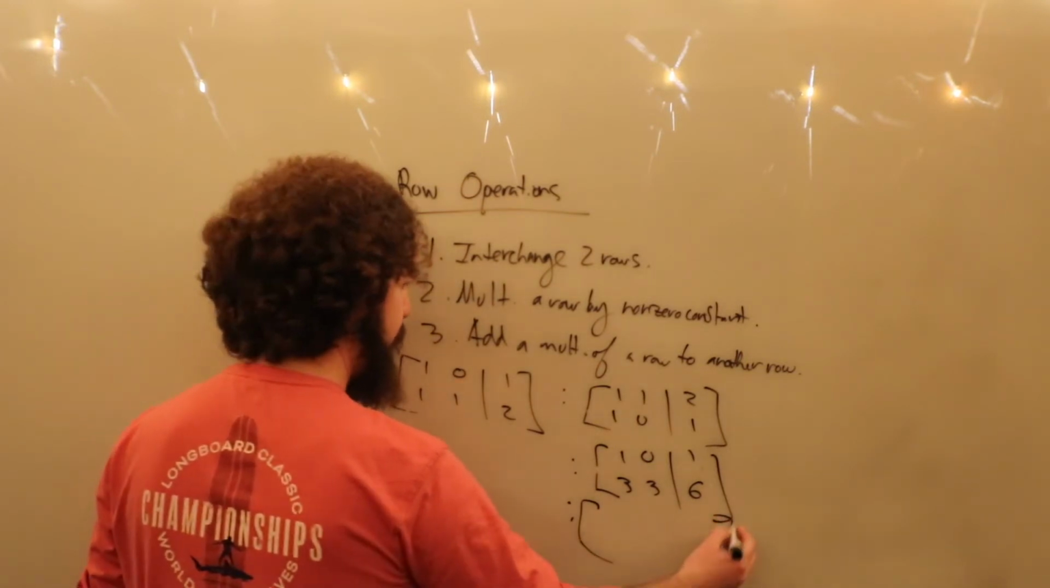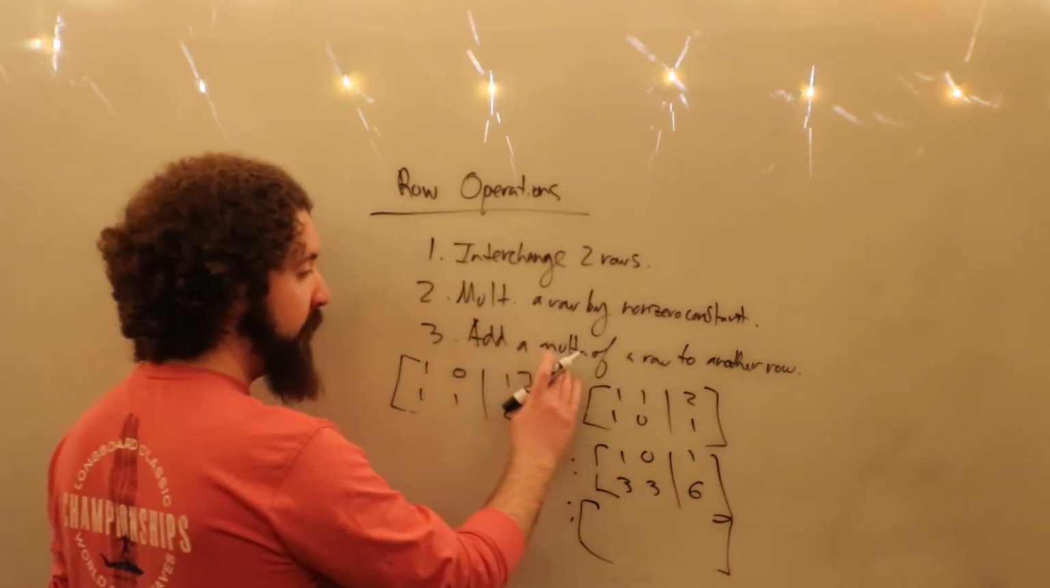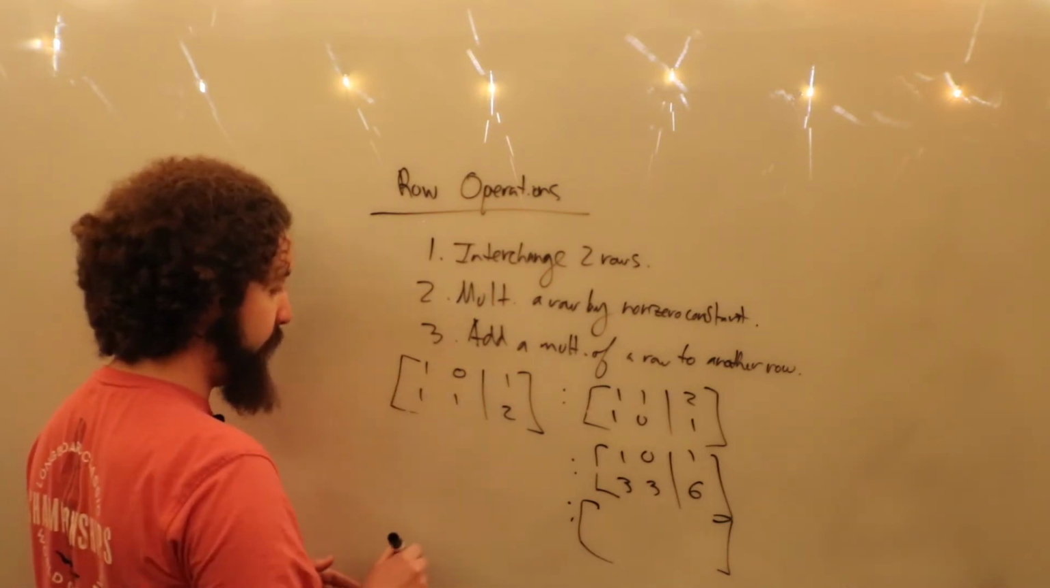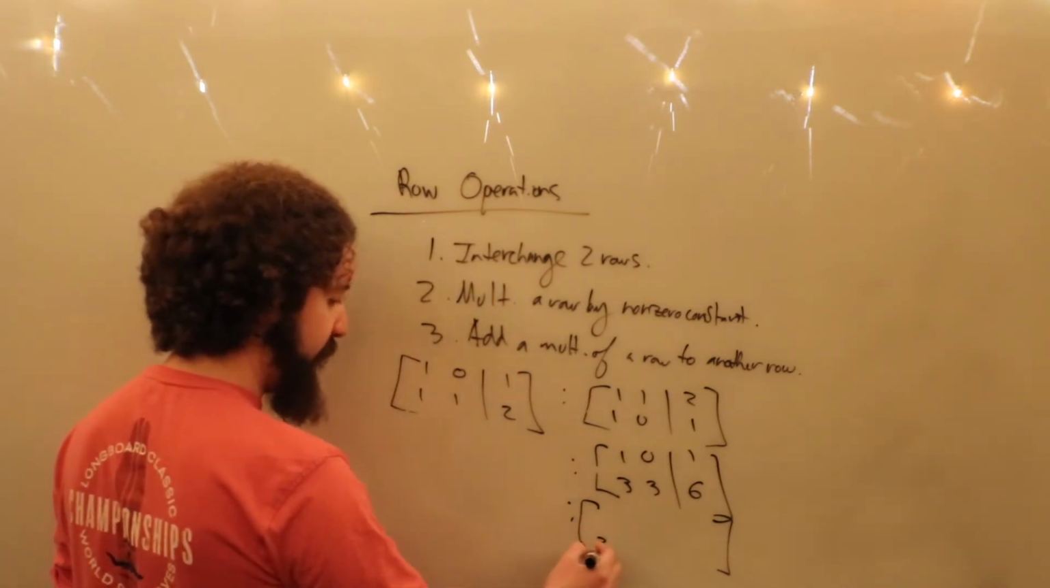Lastly, we can add a multiple of a row to another row, right? So let's add 2 of row 1 into row 2. So 2 plus 1 is going to be 3.